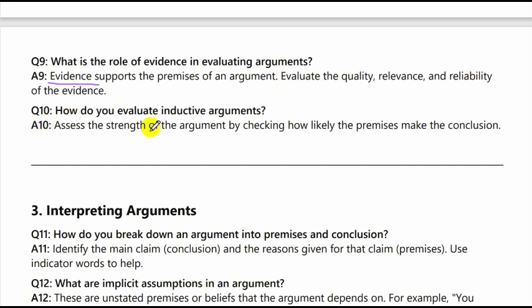Question 10. How do you evaluate inductive arguments? We have to assess the strength of the argument by checking how likely the premises make the conclusion. So these are observable premises. Here it is not certain. For example, I can give an example here.